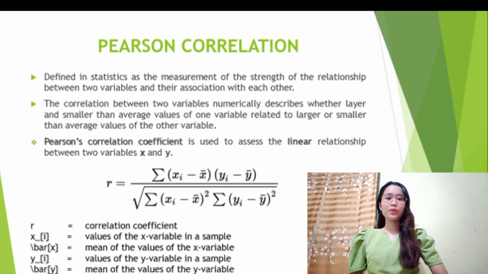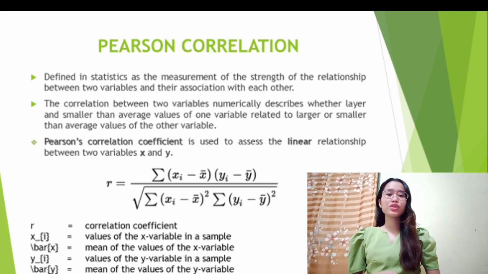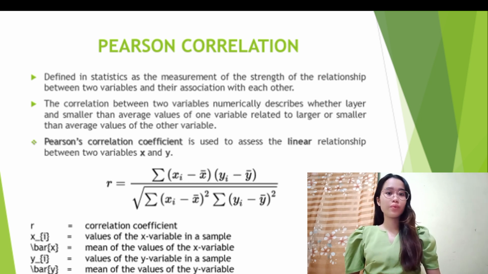So the first topic I will discuss is the Pearson correlation. So what is the Pearson correlation coefficient? Pearson correlation coefficient, or Pearson's correlation coefficient, or Pearson's R, is defined in statistics as the measurement of the strength of the relationship between two variables and their association with each other. In simple words, Pearson's correlation coefficient calculates the effect of changes in one variable when the other variable changes.